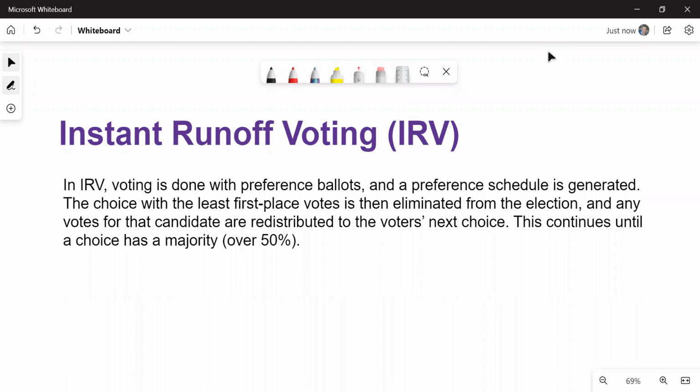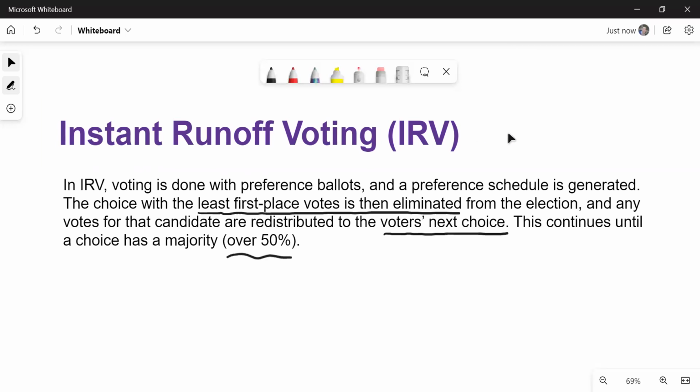The way that it works, though, is the choice with the least first place votes is eliminated if you don't have a majority. So whoever has the least, you're just looking at the top in any column, right? Whoever has the least of those is eliminated from the election. And then any votes for that candidate are redistributed to the voter's next choice, or the person next in line. This continues until some choice has a majority over 50%. What we're looking for is a majority.